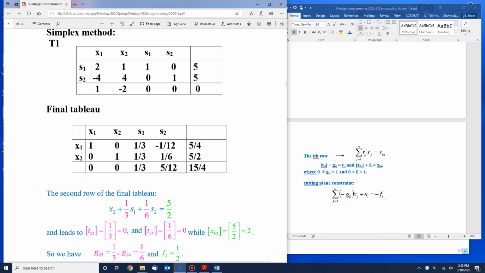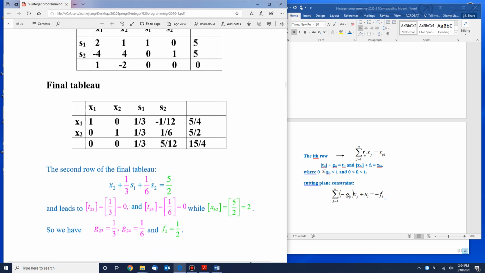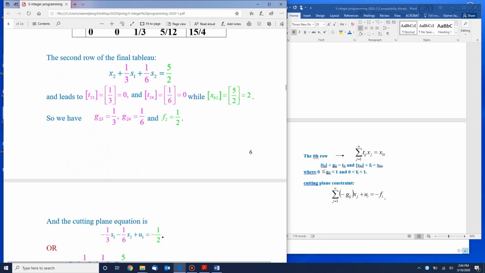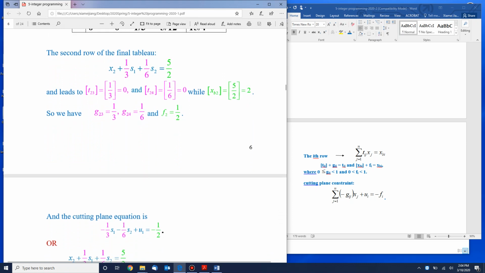So according to the formula on the right, we can easily get that G23 equals 1/3, G24 equals 1/6 and F2 equals 1/2. So we can easily write down the cutting plane: minus 1/3 s1 minus 1/6 s2 plus u1 equals minus 1/2. You probably ask, what if we don't remember this formula?